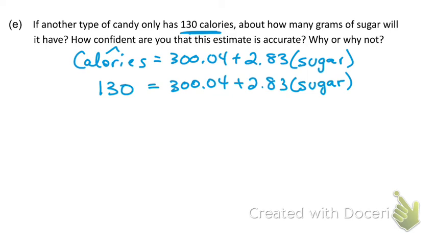Okay. So let's do this. How do I solve for the unknown amount of sugar? Get rid of the 300, mark it out and get rid of it, on both sides. Oh, okay. So I'm going to subtract 300.04 from both sides. Yeah, just get out of here. We don't want you here anymore.